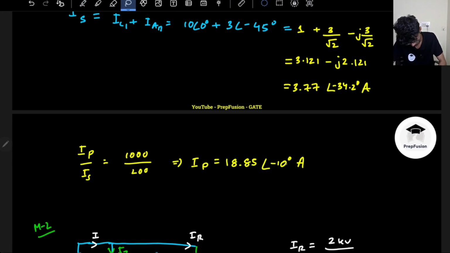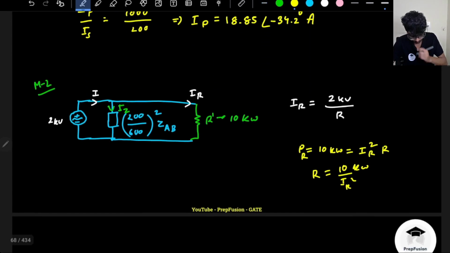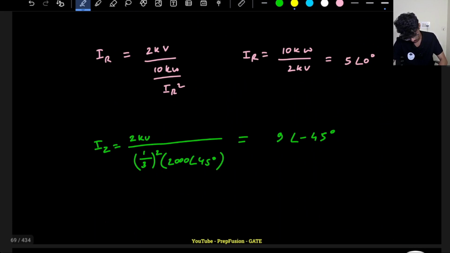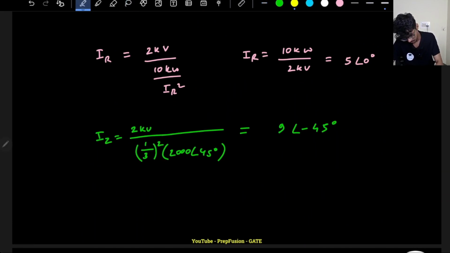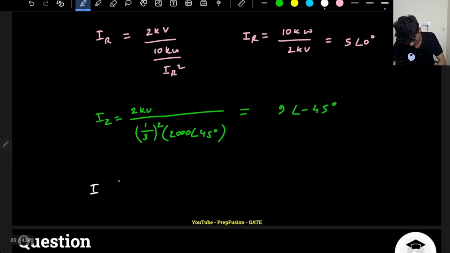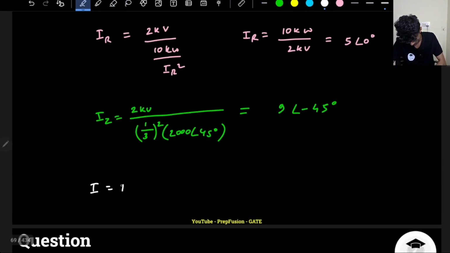18.85 and angle will be minus 34.2. Okay, so here everything is correct only, so this value comes out to be my IS. So what will be my actual current I? I will be equal to IR plus IZ.